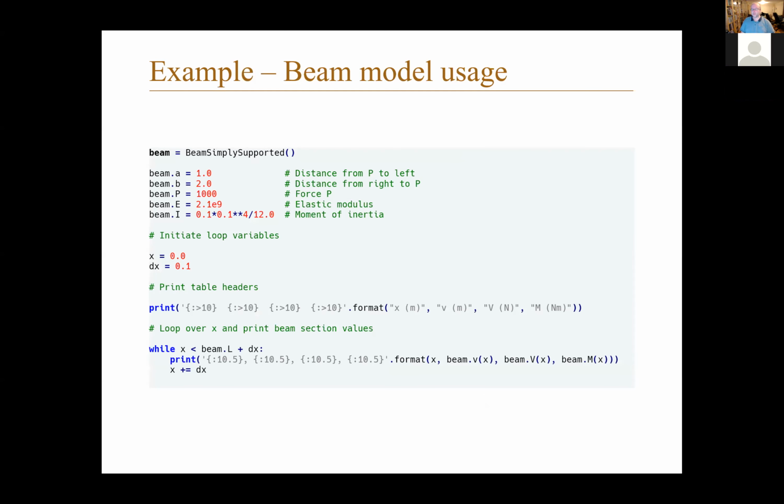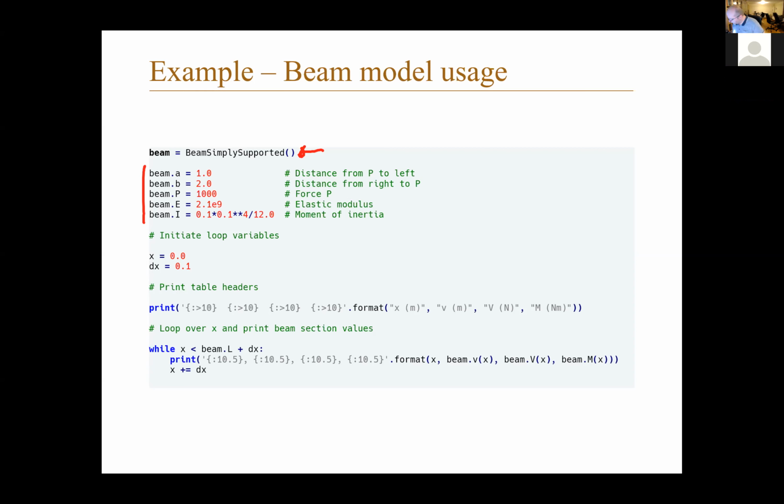And the idea is to use the model like this. So I create my model object, and I can set my properties here: A, B, P, elastic modulus, moment of inertia. I just assign those to the model. And I now want to print them out just to illustrate how to use it.